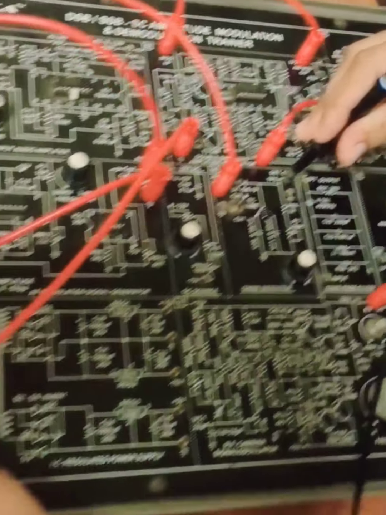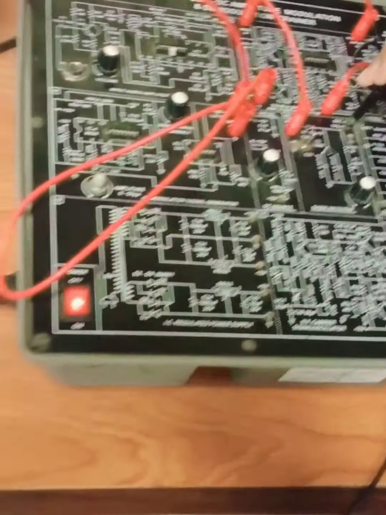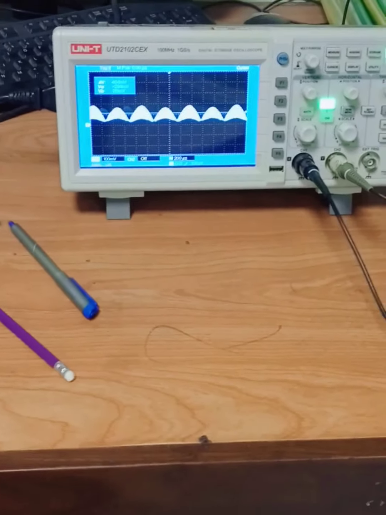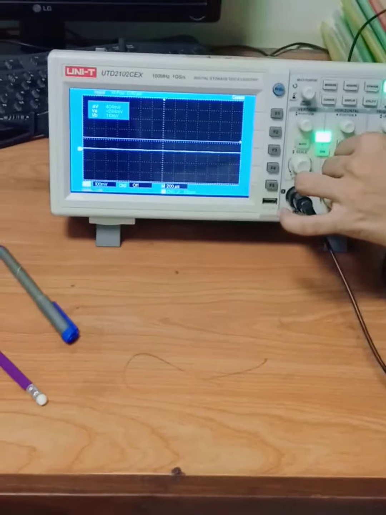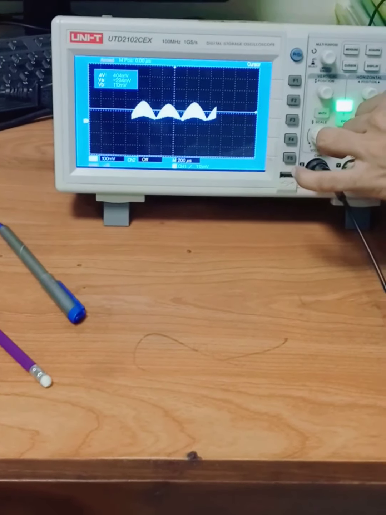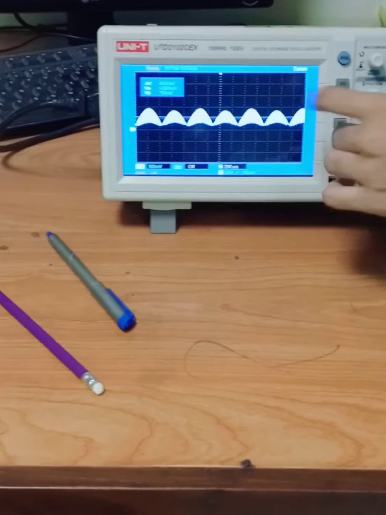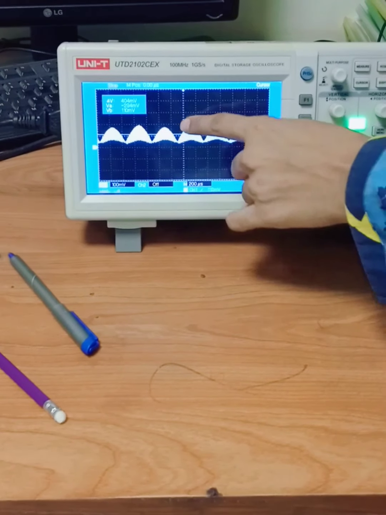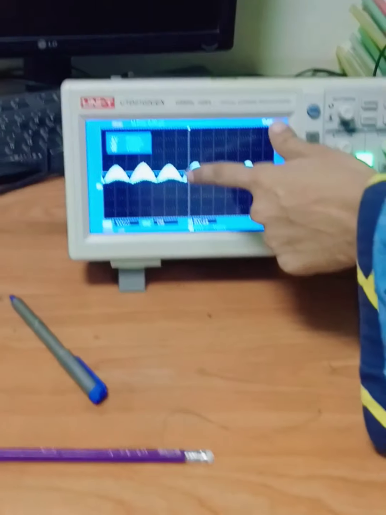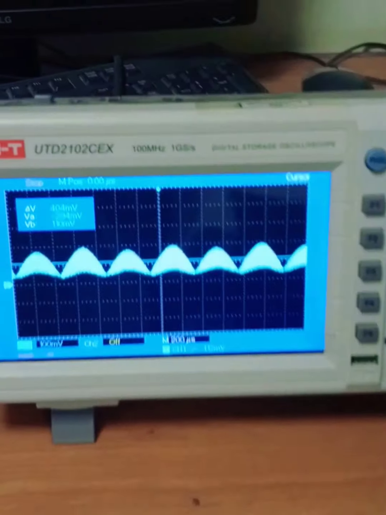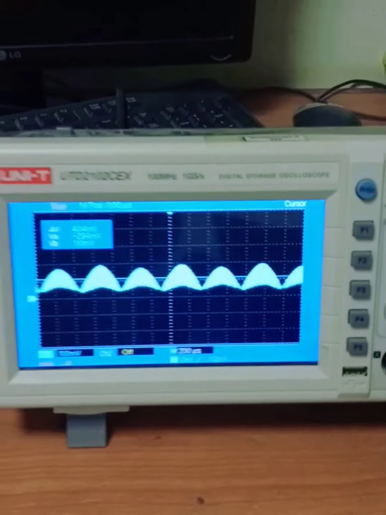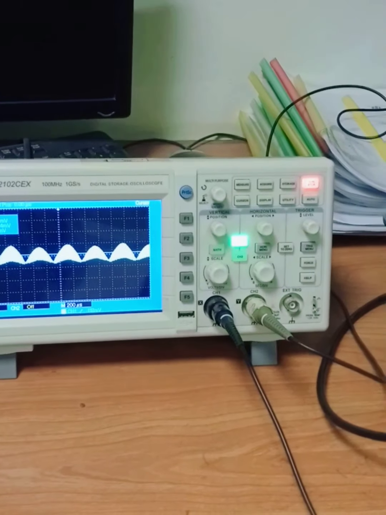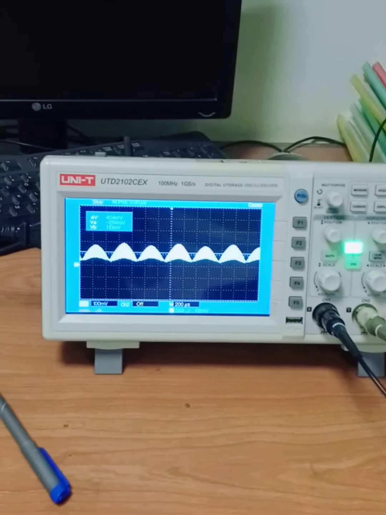Okay, first turn on the trainer. Okay, you will see the output on the oscilloscope. You can see here we are approximately getting the same envelope of the information signal. This is following the same envelope that we have in our information signal. Okay, that is all about the AM detector. Okay, done with lab number 1.